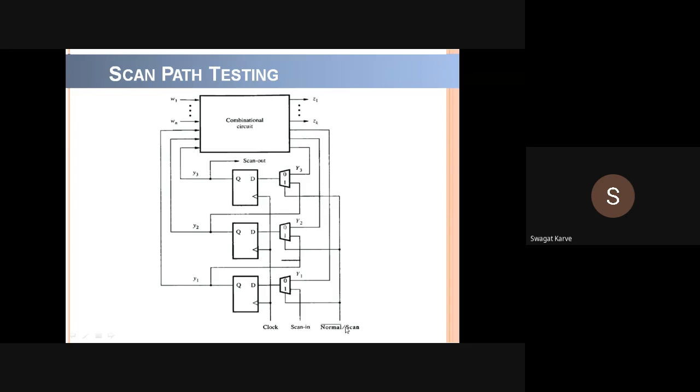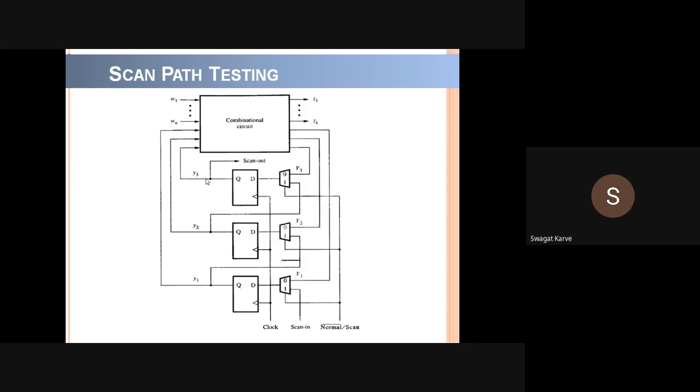In the first step, enable the scan pin. In the second step, scan in the data so that it will get loaded into this flip flop. In the third step, you have to disable the scan pin and apply a clock pulse so that whatever data is in the flip flop will appear at the output side.